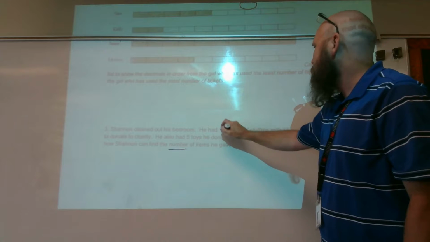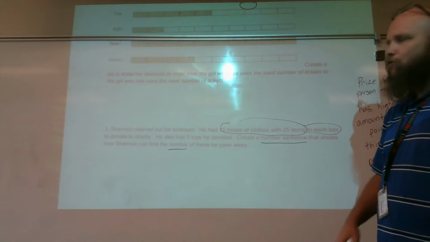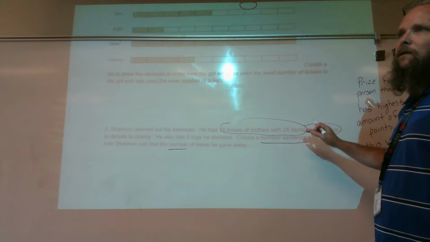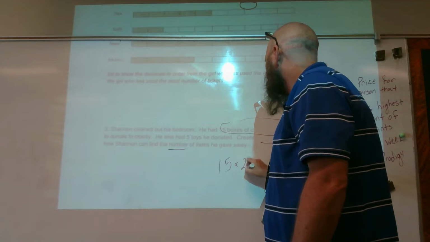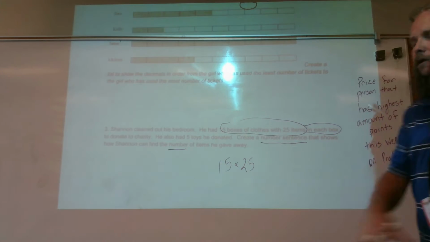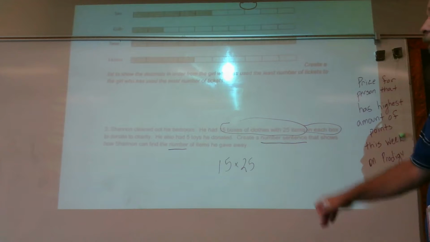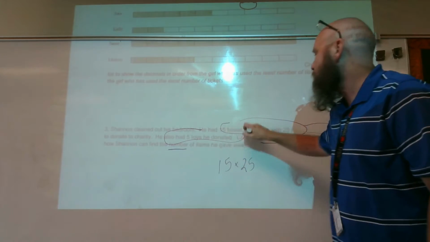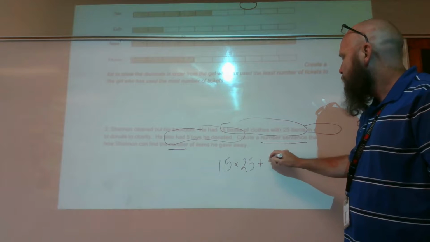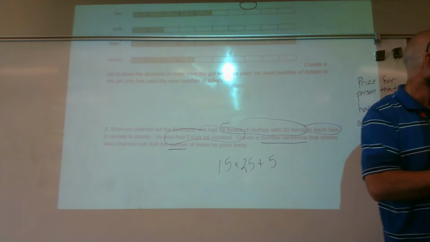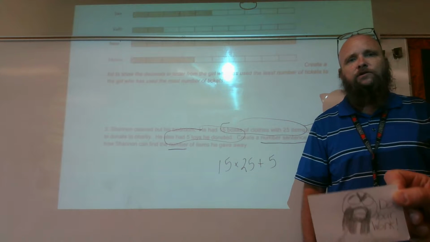So we start off, he cleaned out his bedroom. He had 15 boxes with 25 items in each box. So if I told you right now, how many items was that? This is what you'd do. You'd multiply 15 times 25. But he also had 5 toys he donated. So in addition to these items, he donated 5 more toys. That is your number sentence. Don't solve the problem.